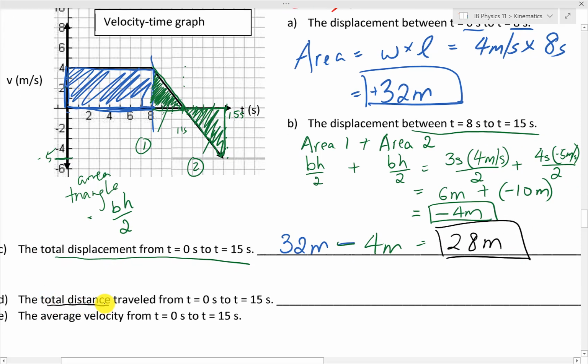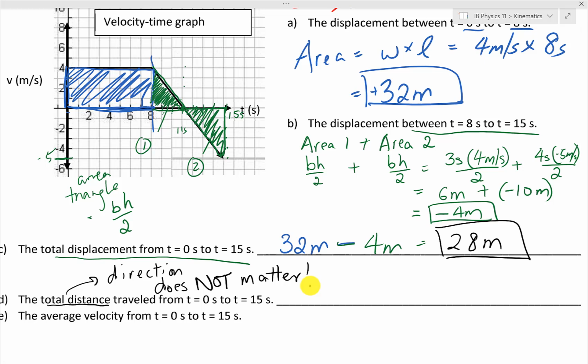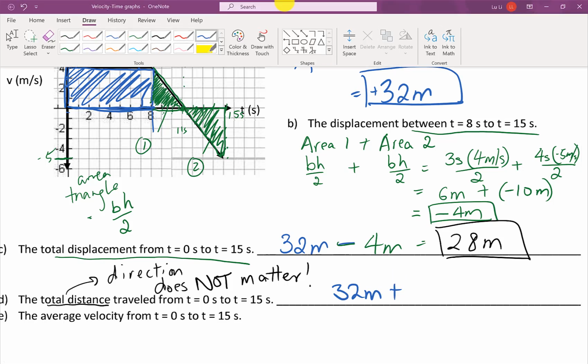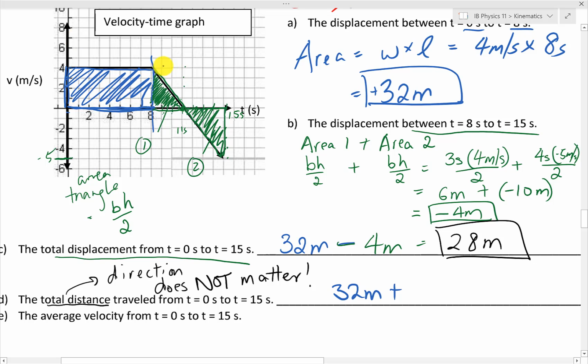What if we want to find the total distance? Be careful here. Direction does not matter, meaning we need to make sure we sum up every single bit of distance that this person has traveled. So for the first segment, we have a straight up 32 meters going in the positive direction. But the second segment is a little tricky, because notice that he goes backwards, and actually he's going forward but slowing down. He still travels the 6 meters, but then he travels 10 meters backwards, and we don't care if it's backwards, we don't care if it's negative, we still need to add those 10 meters.